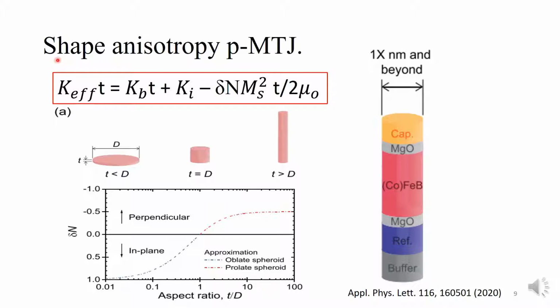This is the shape anisotropy perpendicular MTJ. In this equation, Kb is the bulk anisotropy density, Ki is the interfacial anisotropy density, Ms is the spontaneous magnetization, mu0 is the permeability of free space, and delta N is the difference in dimensionless demagnetization coefficient. A disk-shaped free layer favors an in-plane easy axis, but a bar-shaped free layer enhances the perpendicular anisotropy. So in conclusion, if it is a bar shape, not this disc shape, then the preferred magnetization direction will be perpendicular.